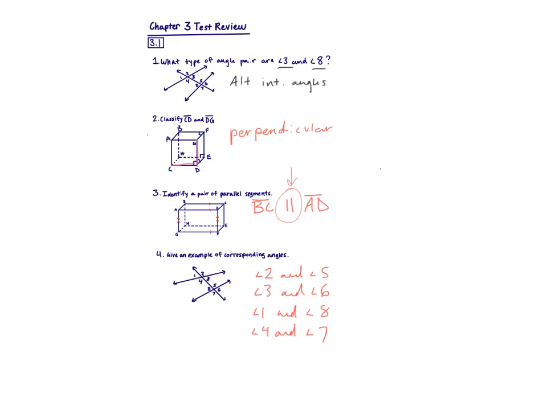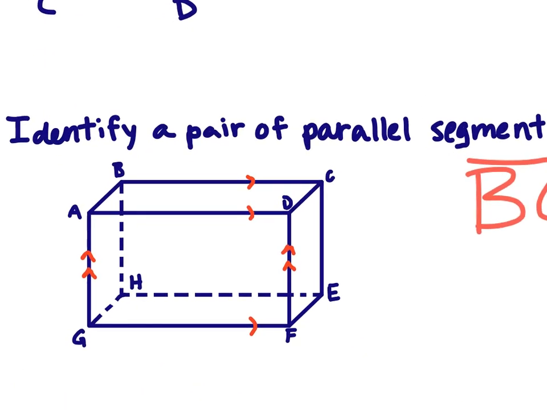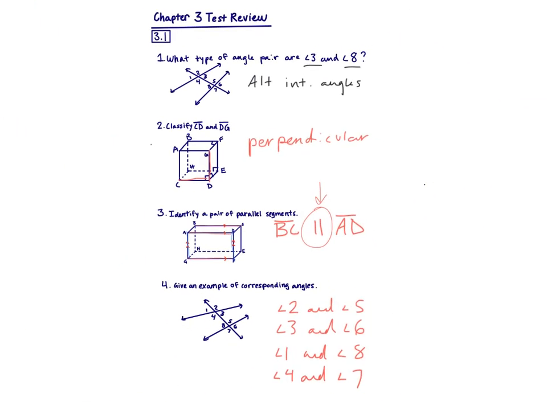Any questions on the first page? Sarah? Number 3, like I put A, B, and C. Yes, that'd be fine too. But just look for where the arrows are. So BC is parallel to AD and GF. So if you put any combination of those 3, you'd be right. And then you could also include AG and DF. Any other questions?